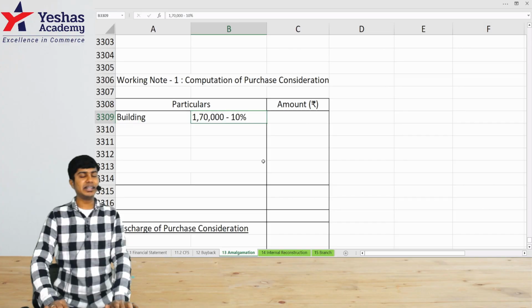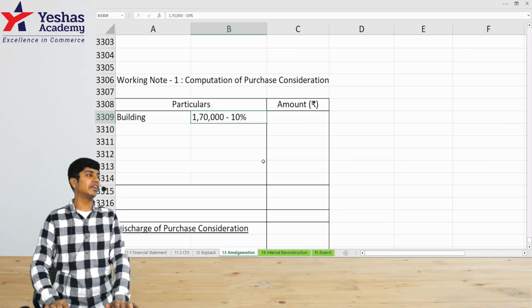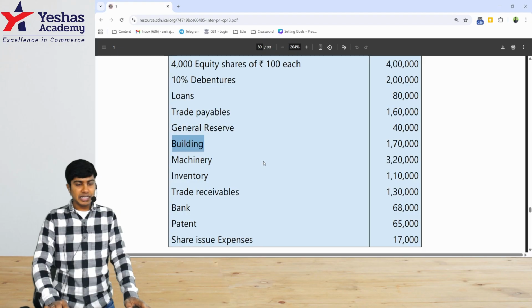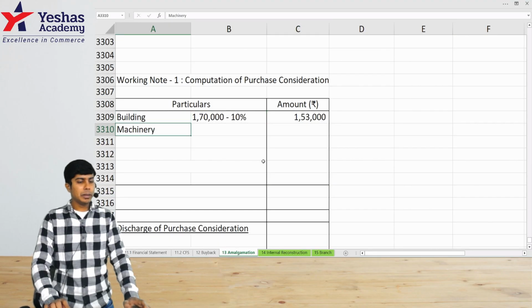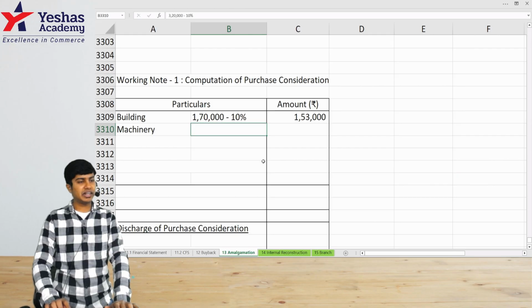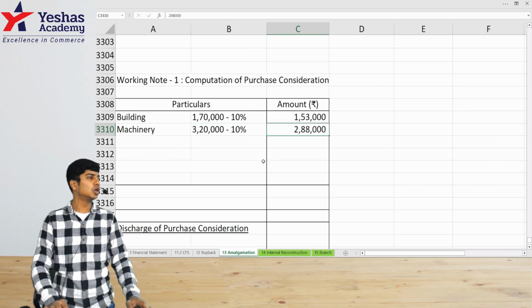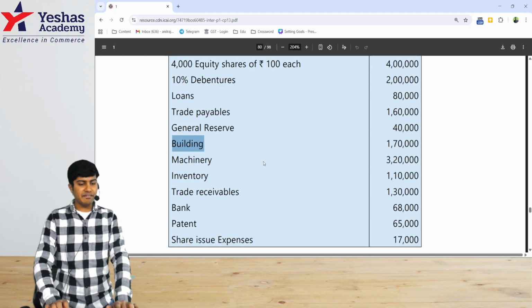Building 1,70,000, I'll take it over at less 10%, that is 1,53,000. Next I have machinery. Machinery I will take it over at 3,20,000 minus 10%, that comes to 2,88,000.